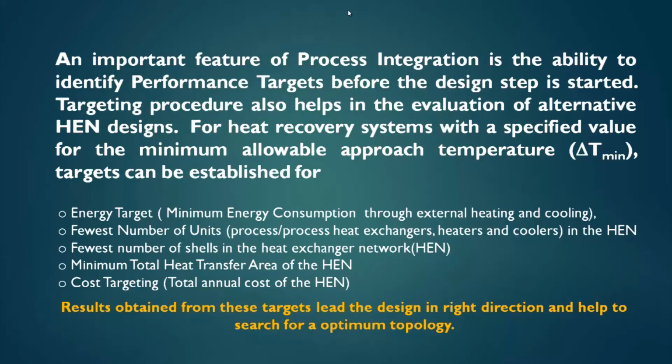The fifth target is cost targeting, for which we can use the heat transfer area target and the energy target. The heat transfer area target will provide the fixed cost component of the cost targeting, and the energy target will give us the operating cost part, and we can add these two to find out the cost targeting.